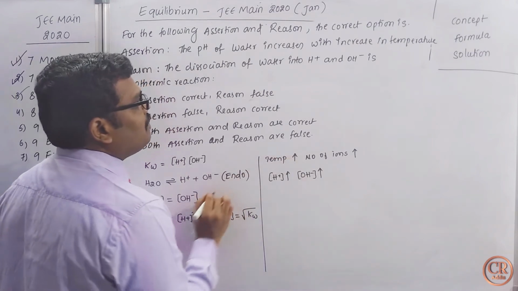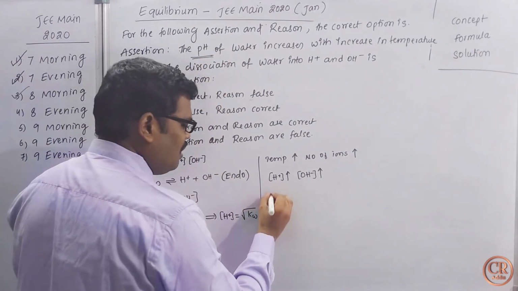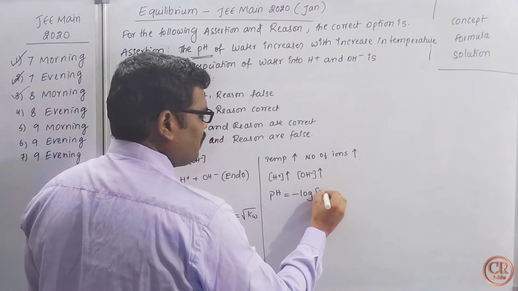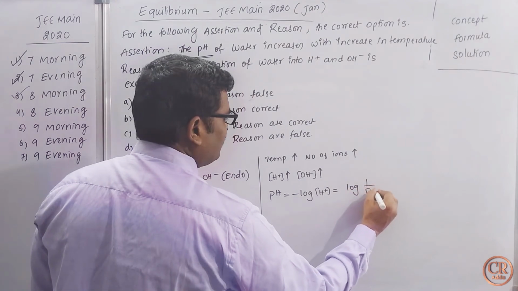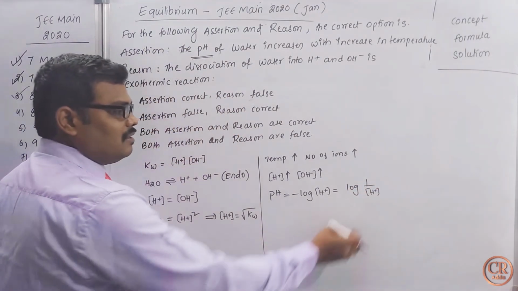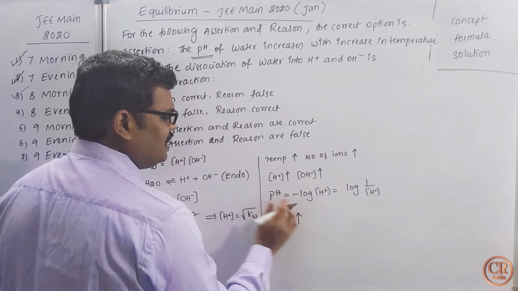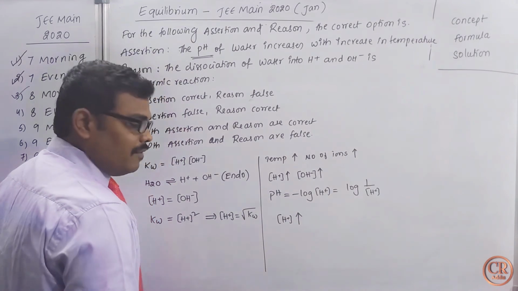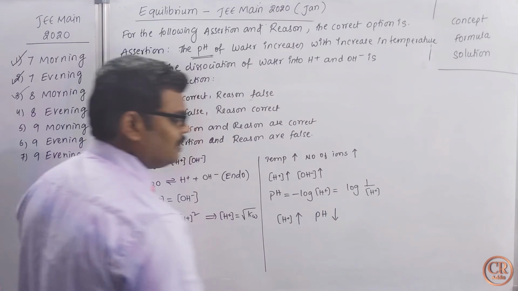Now we'll try to identify the relation between pH and H plus ion concentration. Formula of pH is minus log H plus, or you can also write it as log 1 by H plus. So here H plus ion concentration increases. What is the relation between these two? Inversely related. When H plus ion concentration increases, pH decreases.